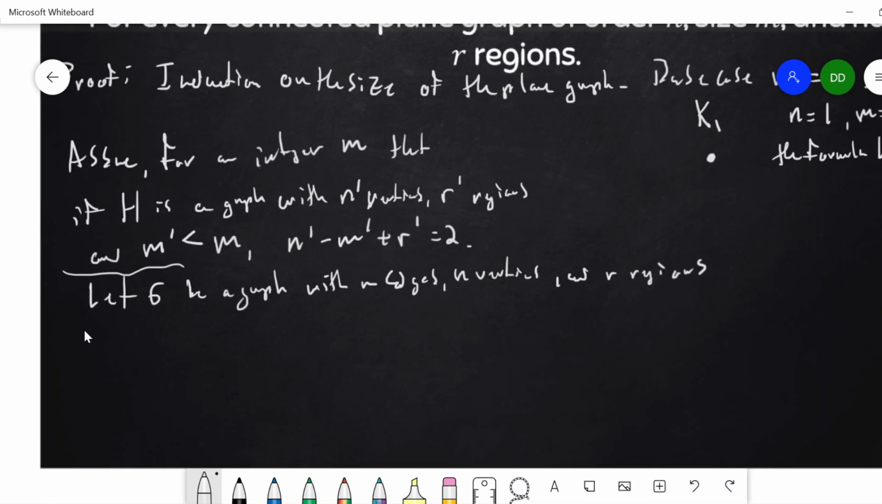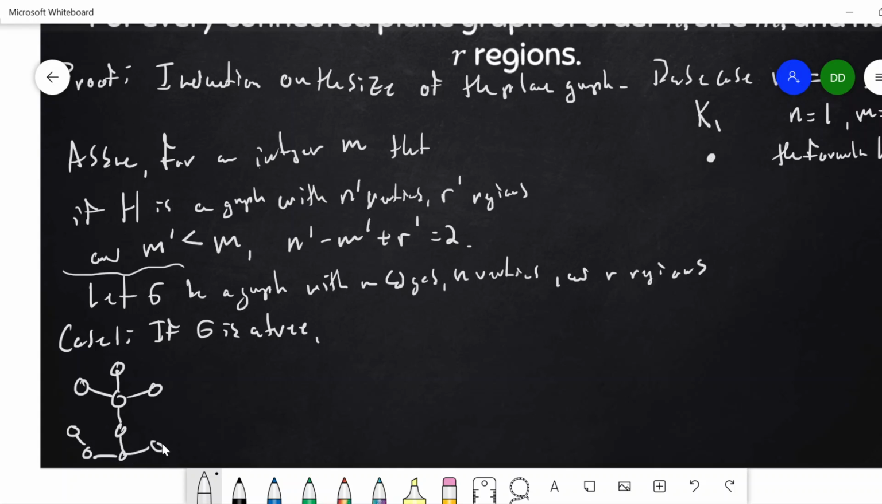Two cases here. Case one, if G is a tree. We know G is connected, so it's possible it's a tree. If G is a tree, we're going to check that the formula holds. So think about what would happen if G was a tree. Let me draw a tree as an example, something like this. Well, how many regions will I have? There are no cycles in the tree, and so I would just have one region. So my r would be equal to 1.